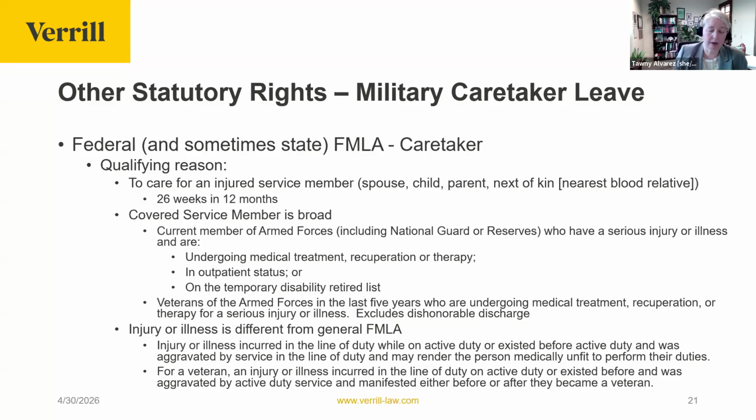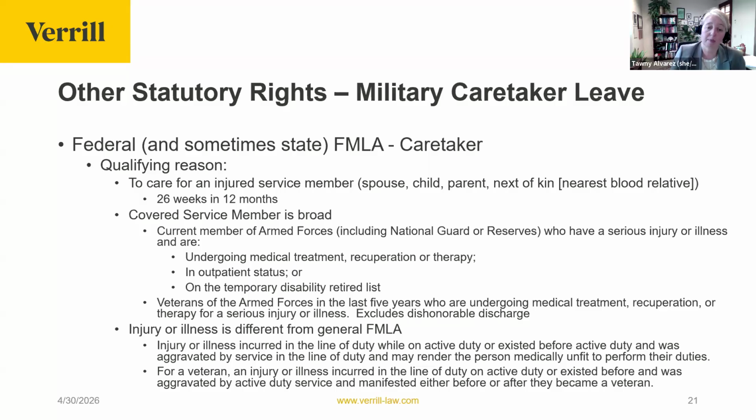This is different as well from our regular FMLA for birth or care of a child, your own serious health condition, or caring for the health condition of a family member. Here, an individual is entitled to 26 weeks of unpaid leave in a 12-month period. When we talk about which service members are covered, it is different from the definition Liz gave earlier about what USERRA covers. Here it would be a current member of the armed forces, which includes National Guard or reserves.